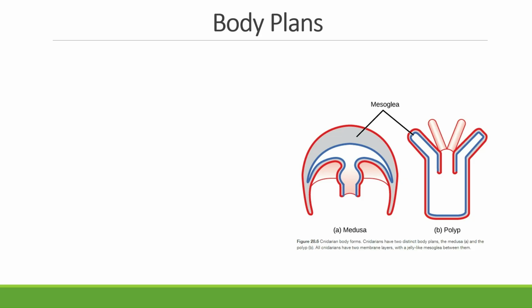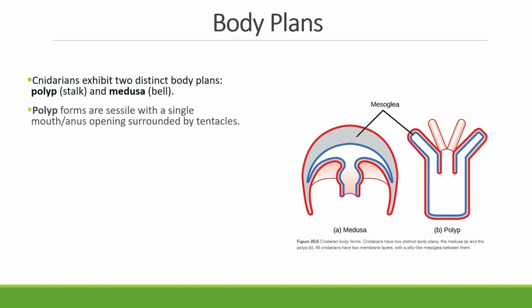With an understanding of their method of feeding, their body plan will make much more sense to us now. Cnidarians exhibit two distinct body plans that represent a major evolutionary advance over the single body form we saw in sponges. The first is the polyp, which looks like a stalk or cylinder attached firmly to a substrate. The polyp is sessile, so it remains fixed in one place for its entire adult life.